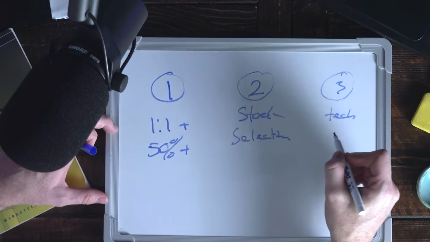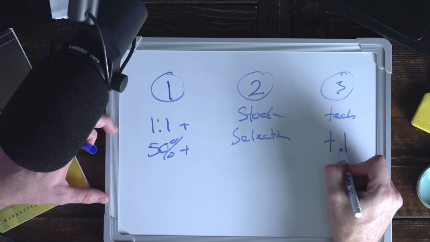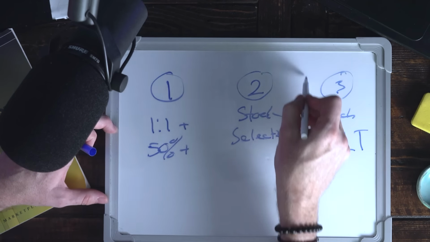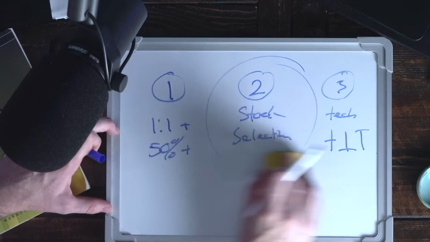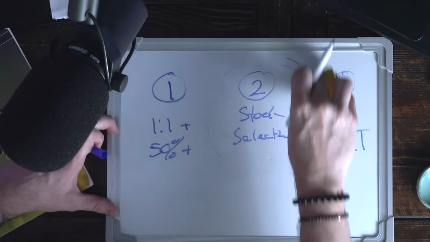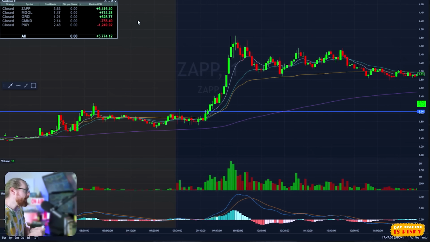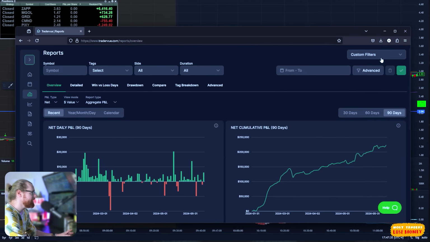And then number three is technical analysis, actually reading the candlestick charts, right? So number two, stock selection. For me, what I found, and this is based on years of my own trading data. I've gone through all of my data and I can share it with you here really briefly, just to give you a sense of how much data we're looking at.